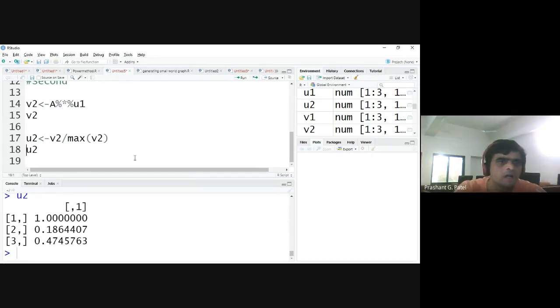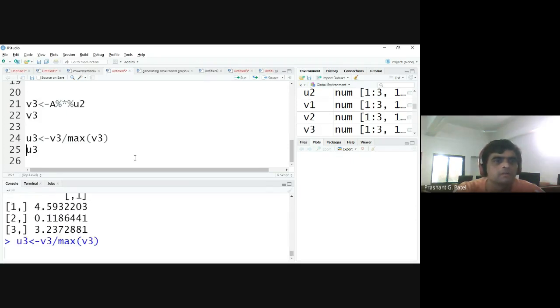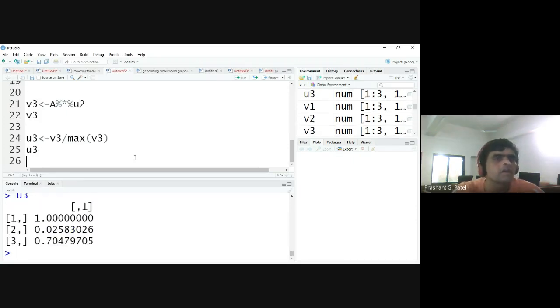Okay. Now copy this. Instead of V2, you just write down V3. This is U2. This is V3. And you just run that. So this is the third approximation. This is the third one.